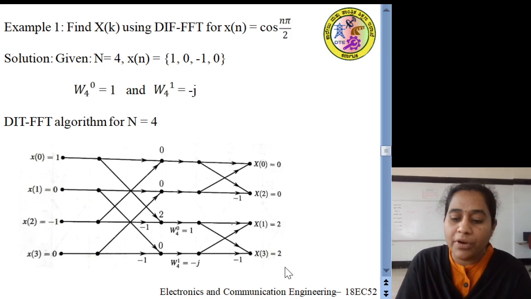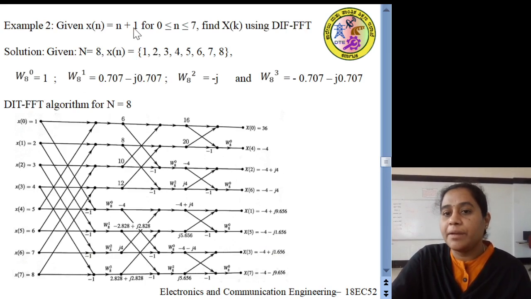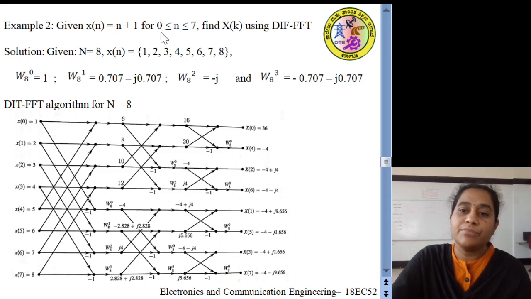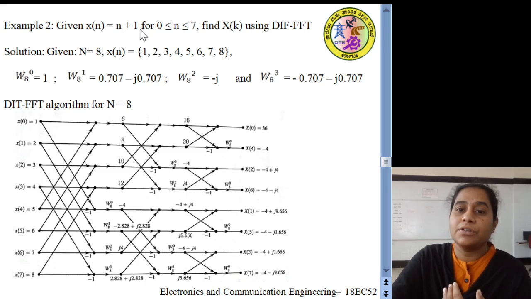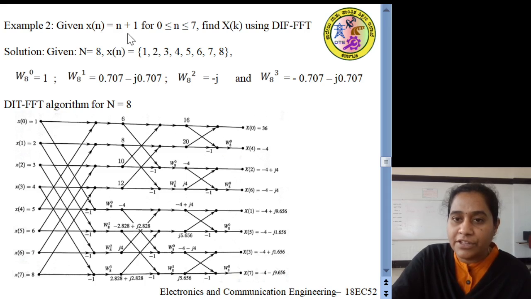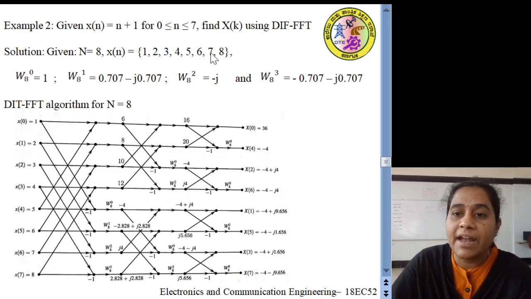Now let us consider one more example. Here they have given x of n equal to n plus 1 for n varying from 0 to 7, and we need to find the DFT using the DIF FFT algorithm. First we have to derive the inputs for N equal to 8. If we substitute n as 0, we obtain x of 0 as 1. If n is 2, x of 2 is 3, like that. So we obtain x of n as 1, 2, 3, 4, 5, 6, 7 and 8.